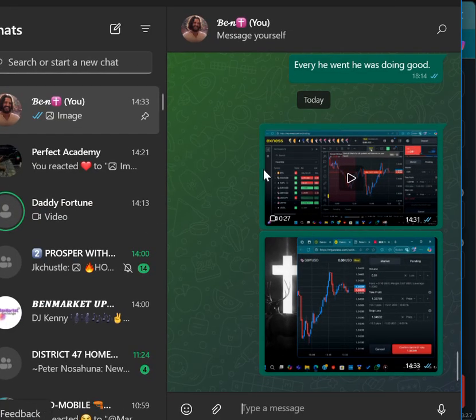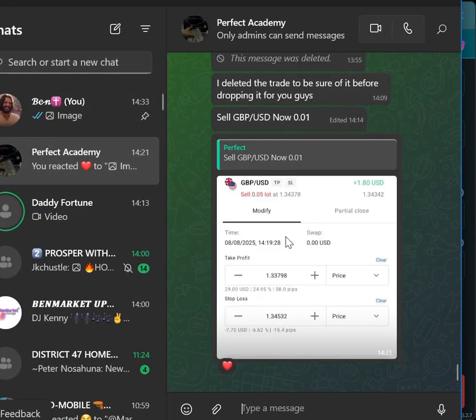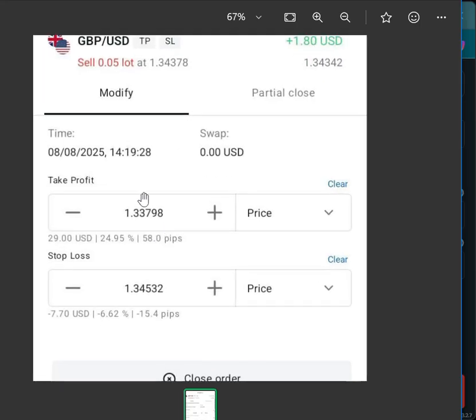Now, what you need to do first is to come to the group chat. Come to the group, you see where it says sell GBPUSD. Now the volume is 0.01, and this is the take profit, and this is the stop loss. So make sure you look at it very well, and remember you're on sell. Look at your take profit, and this is your stop loss.